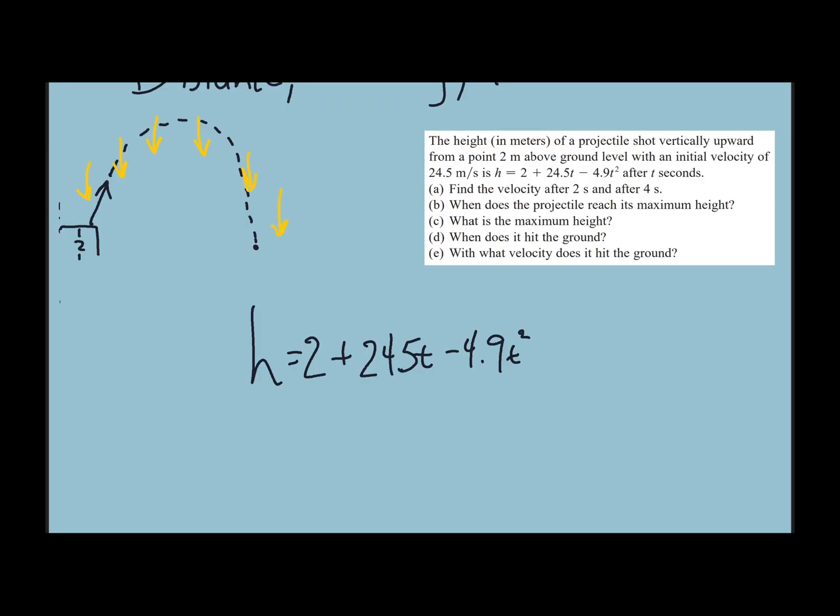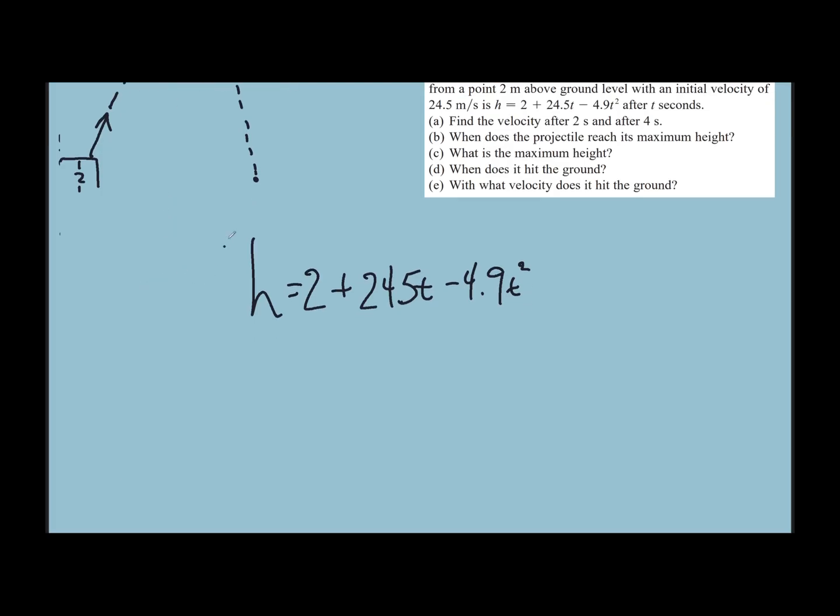Now you may throw it upward to start, but what's going to happen? It's going to start reversing direction because gravity wins. Eventually. Not right away, otherwise things would never leave the ground, but gravity will win. So let's look at what they want. Part A says find the velocity after 2 seconds.